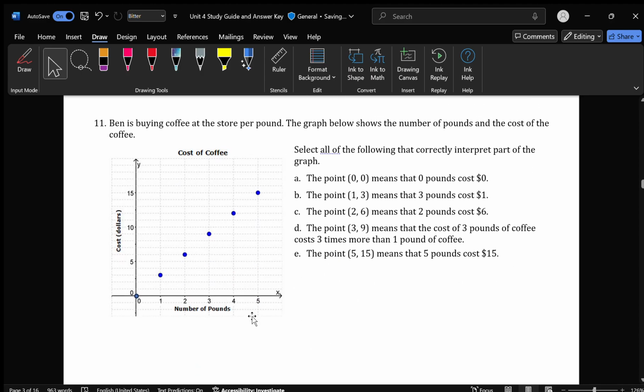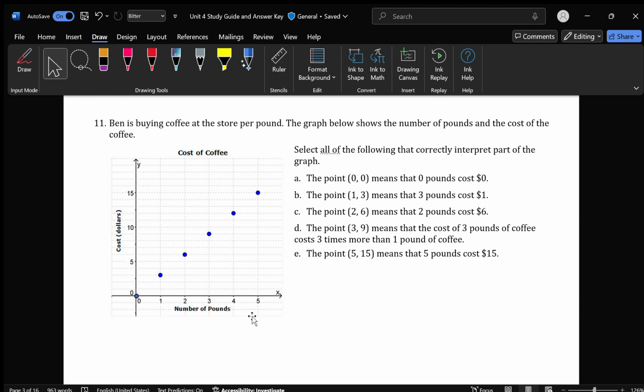Let's go over number 11. Number 11 is mainly interpreting the graph. Can you read this graph? Do you know what it means? Ben is buying coffee at the store per pound. The graph below shows the number of pounds and the cost of the coffee. Select all of the following that correctly interprets part of the graph.